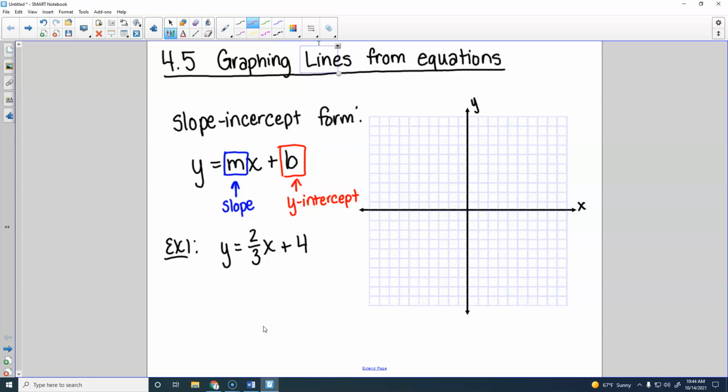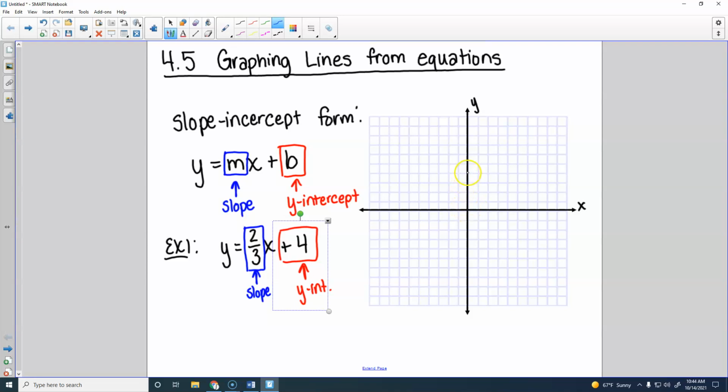The number next to our x, which in this case is 2/3, that's going to be our slope. So the number beside your x is your slope. The other number, the constant term, this +4, that is my y-intercept. So, we always graph our y-intercept first. It is where we cross the y-axis.